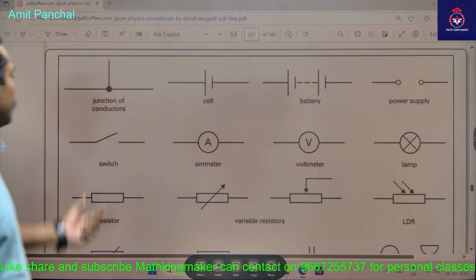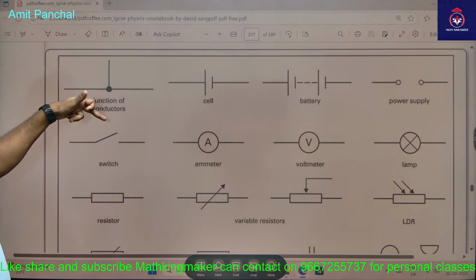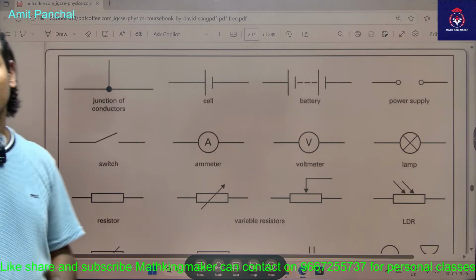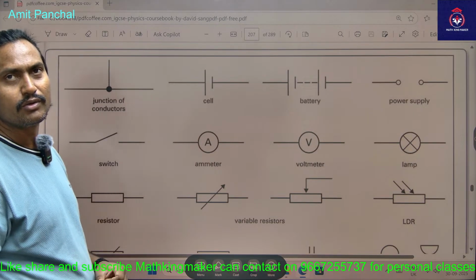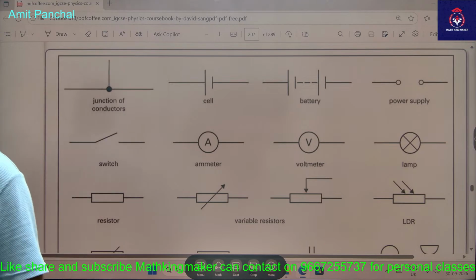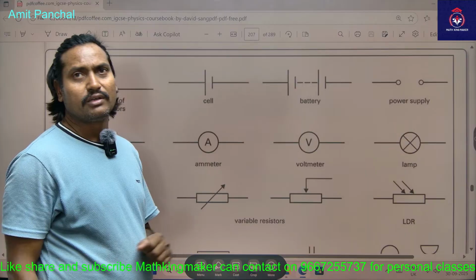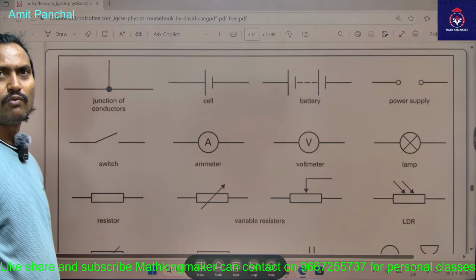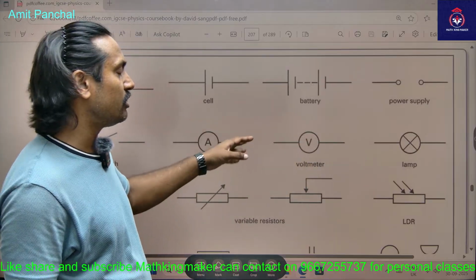And this is your indication of power supply. This one is a switch. In this scenario, it is an open switch. If it is connected with this wire, that is called a closed switch. A is an ammeter. Do you know what it does? It can measure the current, and it is always connected to the wire in series. And V is for voltmeter. It always measures the voltage and it is always connected in parallel.